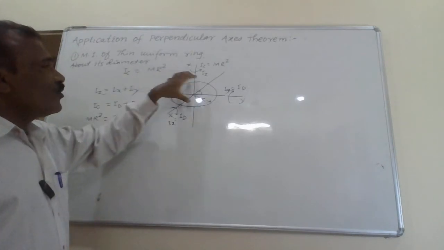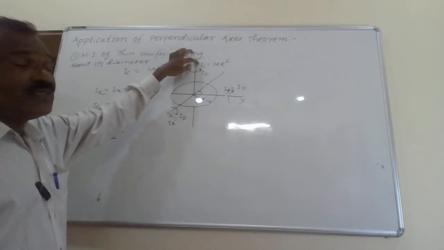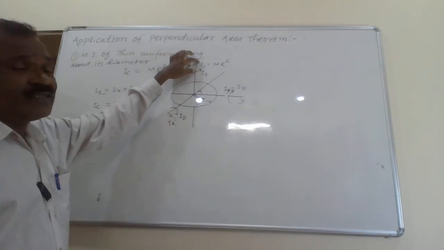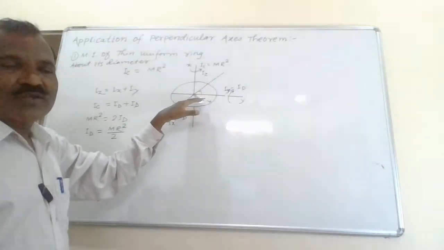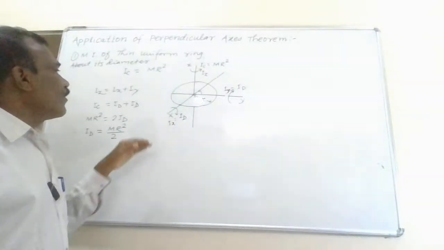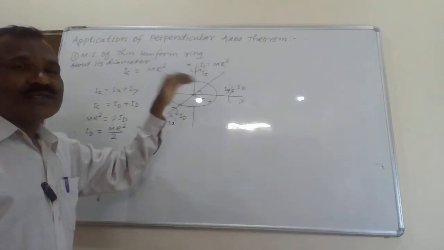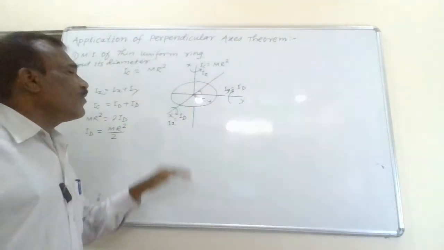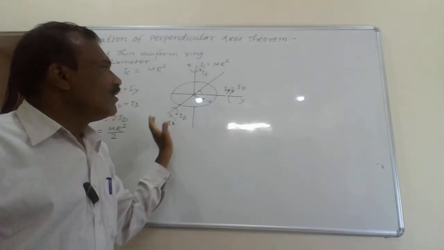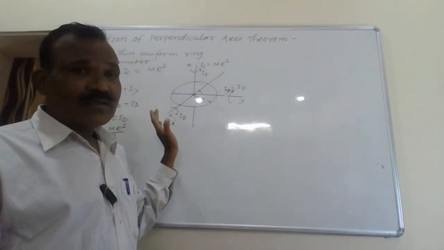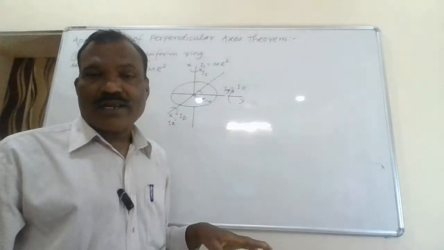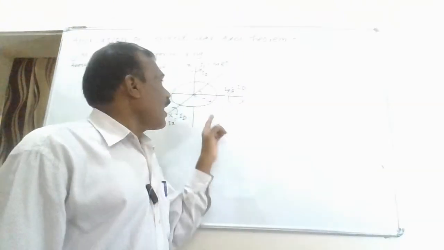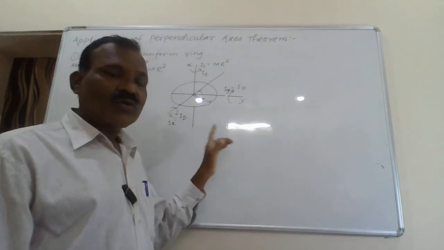Now this is our ring. This is our IC axis, or the Z axis. X and Y are the two axes lying in the plane of the ring. They are mutually perpendicular to each other, and both axes are along the diameter of the ring. Therefore the moment of inertia of the ring about a diameter is ID, so Ix is equal to ID and Iy is also equal to ID because the ring is symmetric.